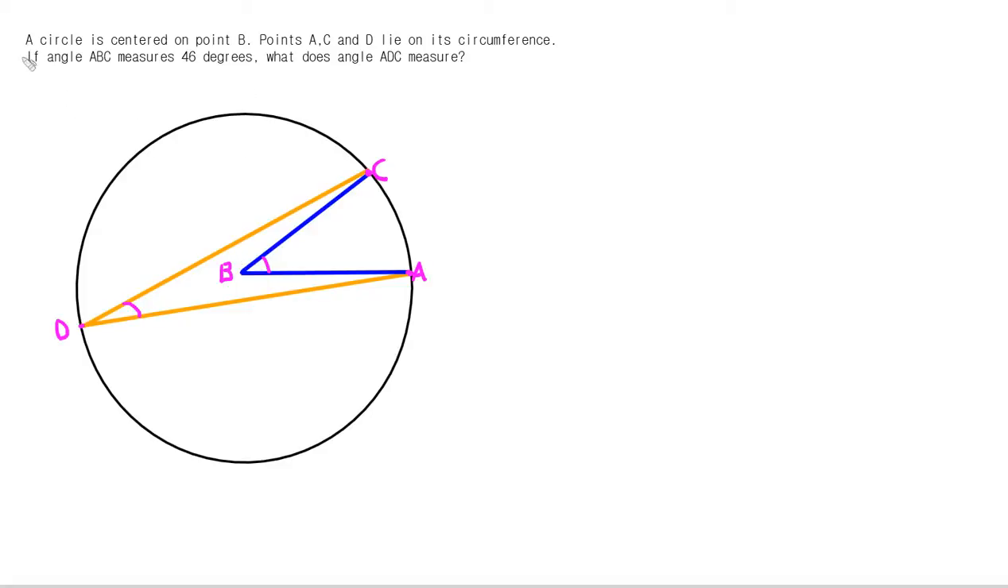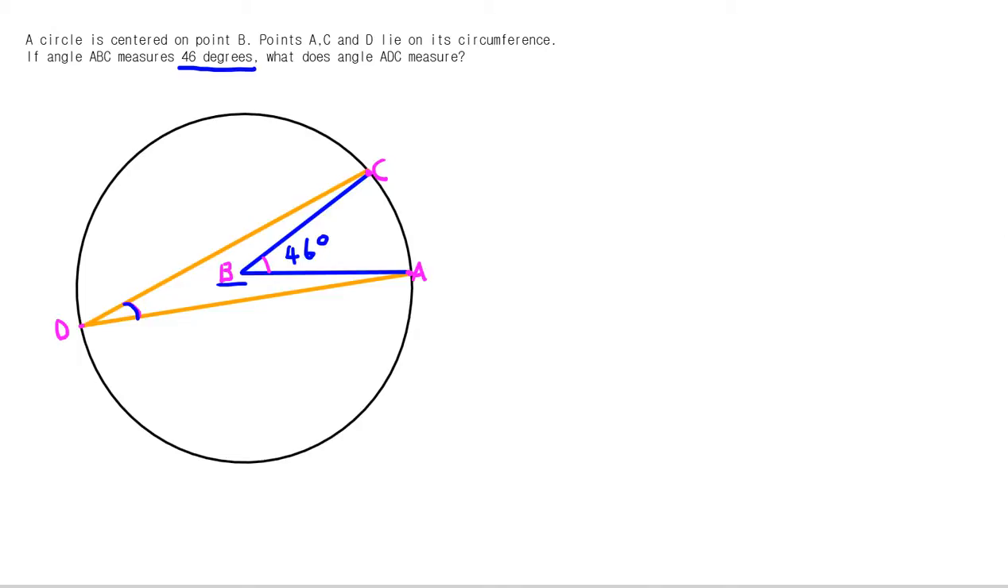So the question is, the circle is centered at point B. So the midpoint of the circle should be the point B here. And points A, C and D lie on its circumference. If angle ABC measures 46 degrees, what does angle ADC measure? So we want to find the angle ADC.